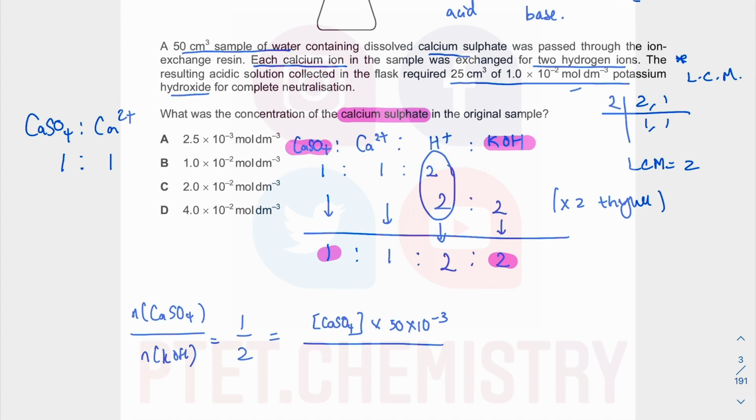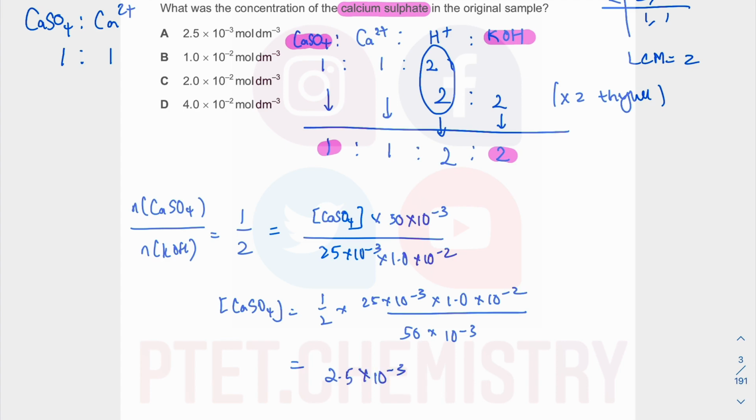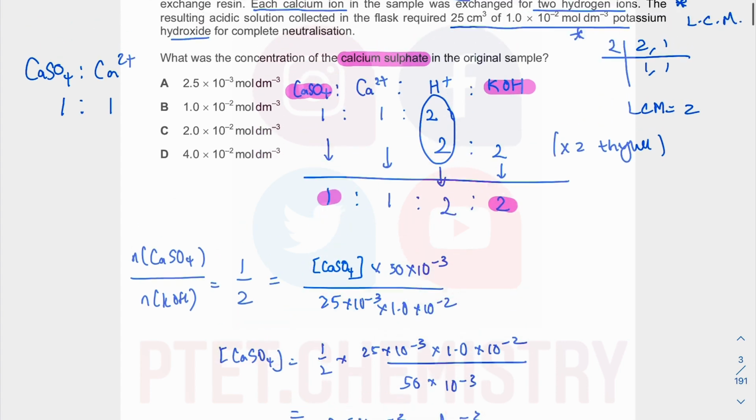The mole of the KOH is given here. That is 25 times 10 to the minus 3, and then multiply by the concentration. So the concentration of CaSO4 is a half times 25 times 10 to the minus 3 times 1.0 times 10 to the minus 2 divided by 50 times 10 to the minus 3. Pop that into a calculator, and I've got 2.5 times 10 to the power minus 3 mole per dm cubed, which is option A.